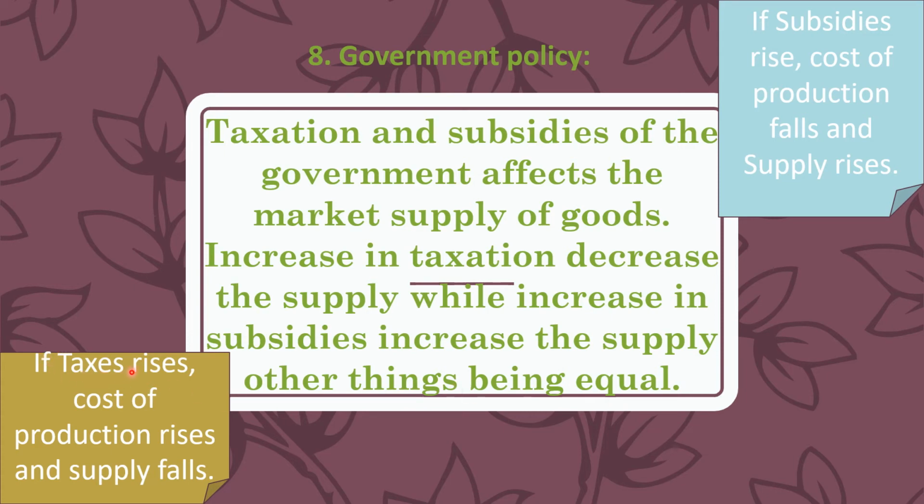So if the taxes rise, what does it mean? It becomes expensive for the producer or supplier to produce. So for him, the cost of production rises, and therefore the supply falls. So the producer supplies less at the existing price. Conversely, in the case of subsidies, if subsidies increase or rise, then for the producer, the cost of production falls. So he is in a better position to supply more even at the existing price. And so therefore, supply rises.